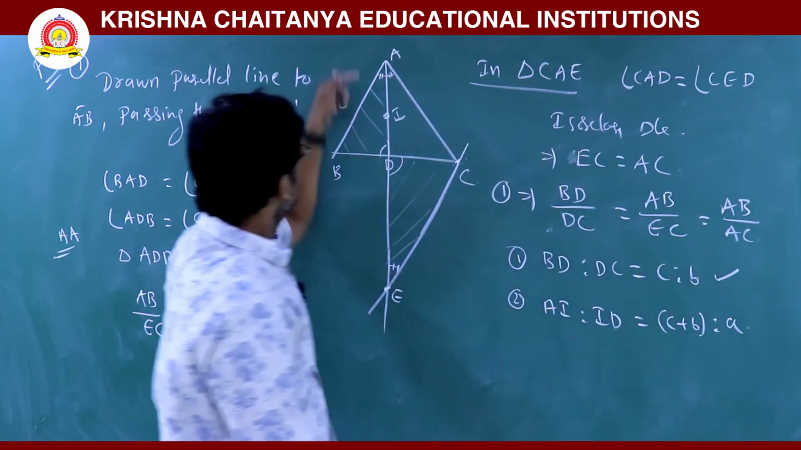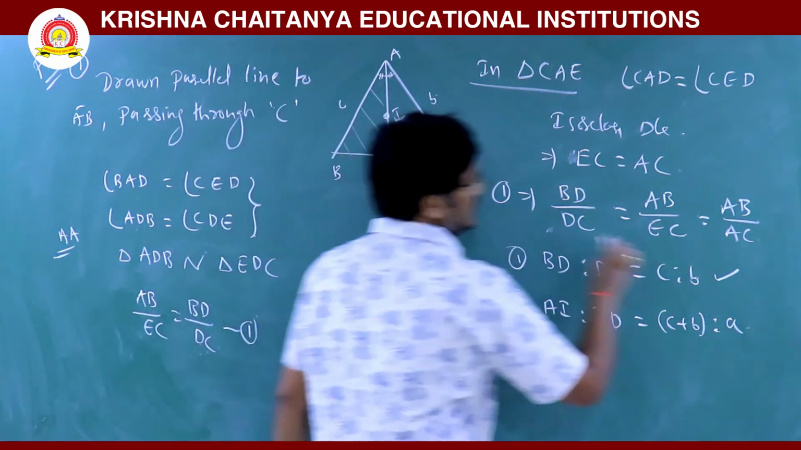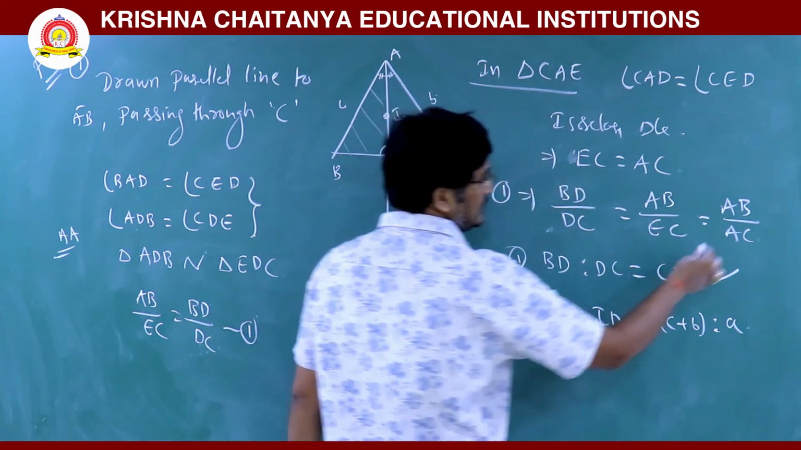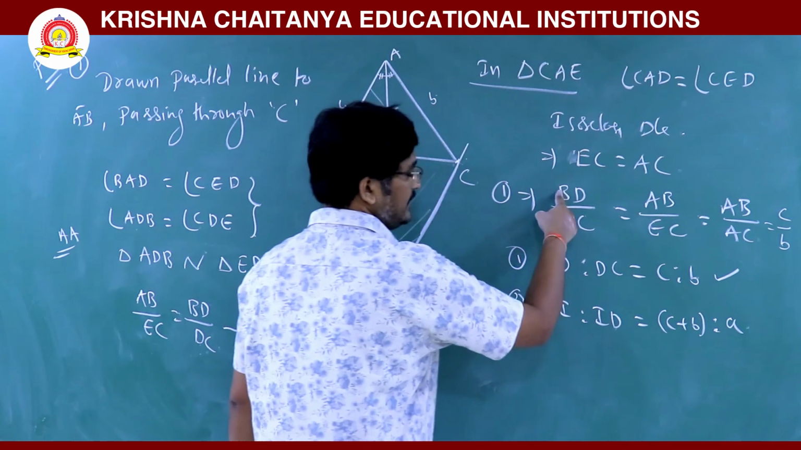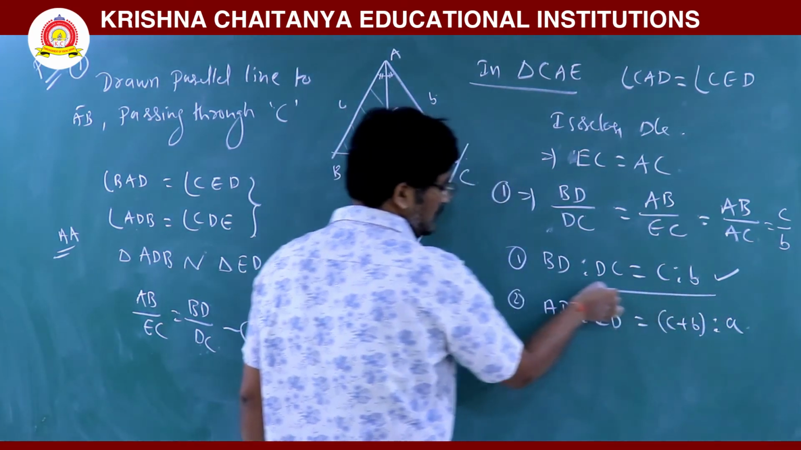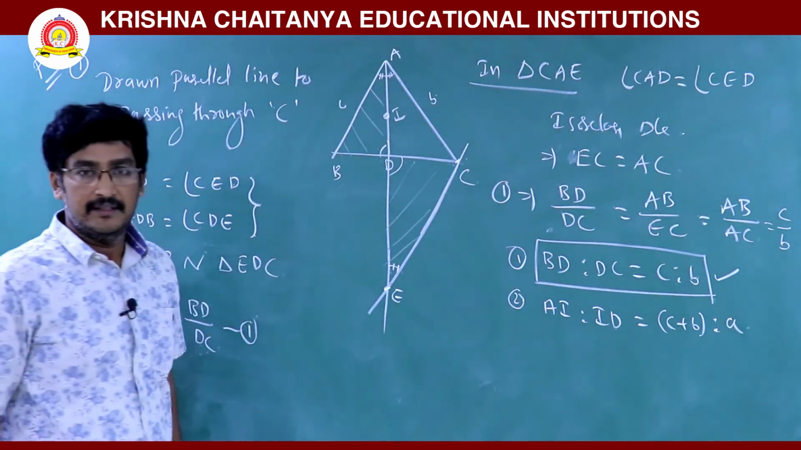What is AB? The distance AB is c. What is AC? This is b. So automatically BD by DC is equal to c by b, which is the first property we have stated there.